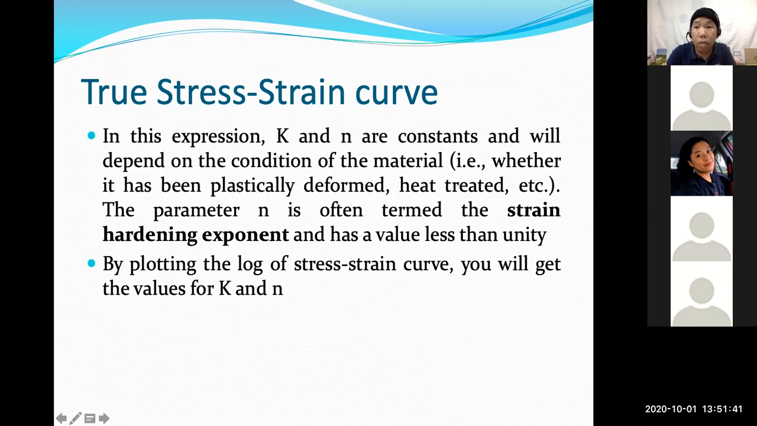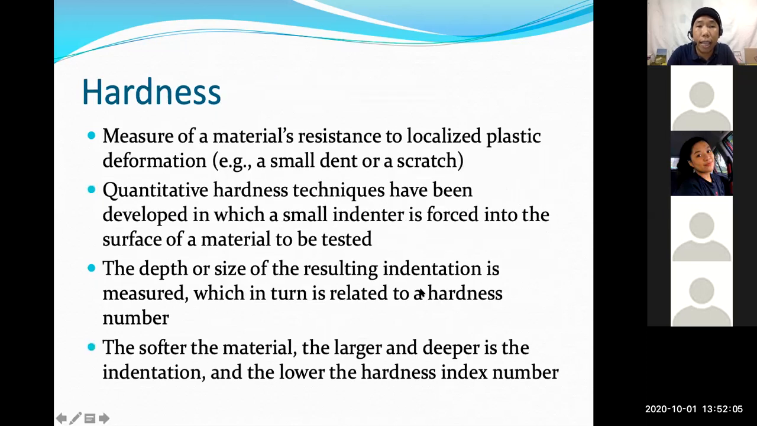Again, one factor that we have to consider is the type of the material, whether it has been plastically deformed or heat treated. The parameter N is often termed the strain hardening exponent. Again, N is the strain hardening exponent and has a value less than unity, or less than 1. By plotting the log of the stress strain curve, you will get the values for K and N.